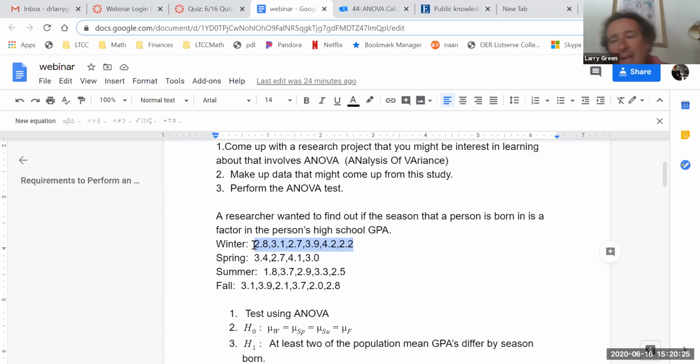So you want to get down, are you looking at trying to just make a decision, or are you trying to do an estimate? And if you're trying to make a decision, it's a hypothesis test. If you're trying to give an estimate, it's a confidence interval.